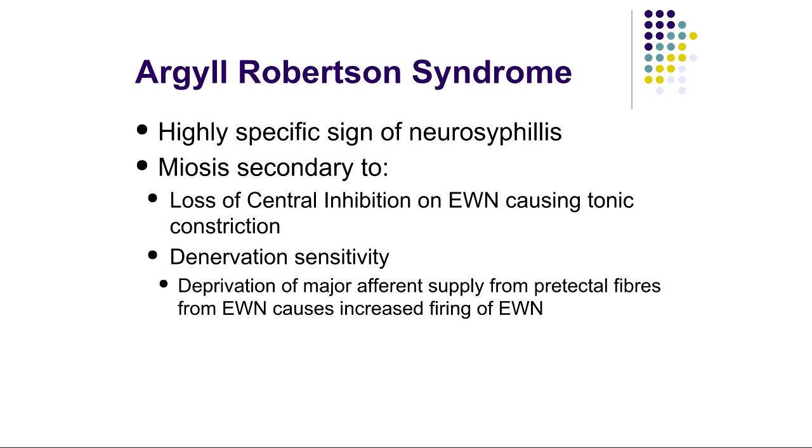And why they have these small pupils, it's secondary to loss of the central inhibition on the Edinger-Westphal, causing tonic constriction. They have denervation sensitivity because of deprivation of the major afferent supply from the pretectal fibers to the Edinger-Westphal, causing increased firing of the Edinger-Westphal. So it is constricted.